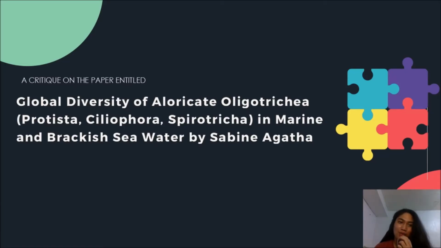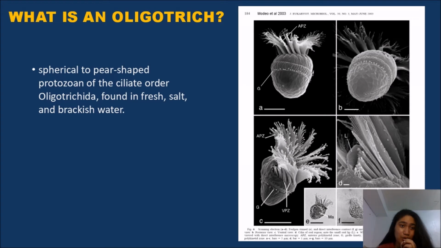So today I am going to be discussing my critique on the global diversity of Aloricate oligotrichea in marine and brackish seawater, a journal entry written by Sabine Agatha that was published in 2011 and was funded by the Austrian Science Foundation, who claims to have no participation in the gathering of data. So what is an oligotrich?